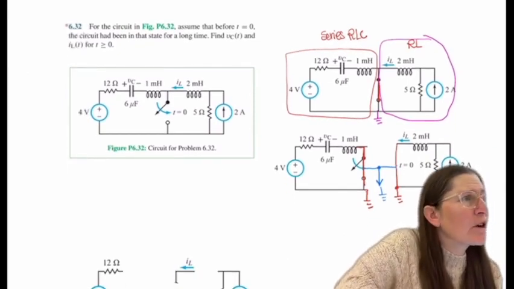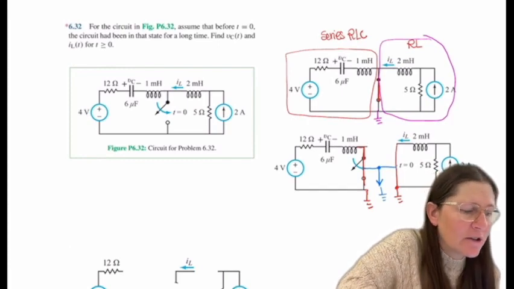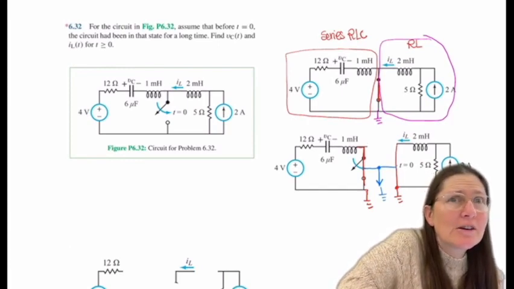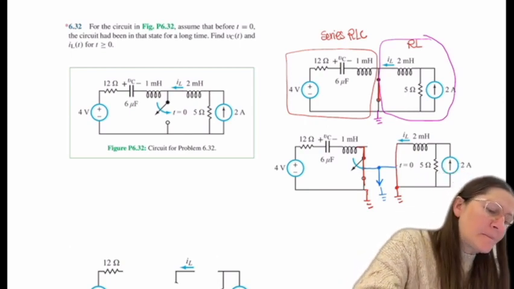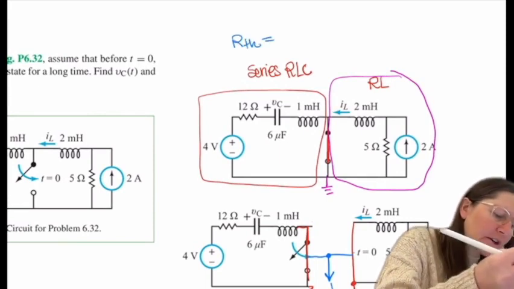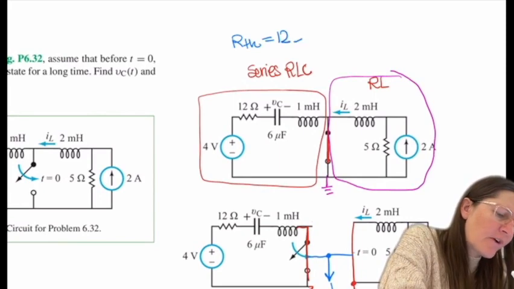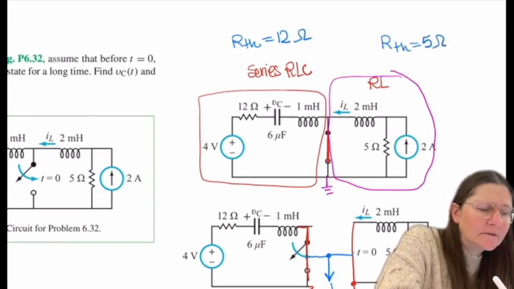All right, so hopefully you found series RLC on the left side, RL on the right side. And then the RTHs. So RTH for the final circuit here is going to be 12, and RTH here will be 5.